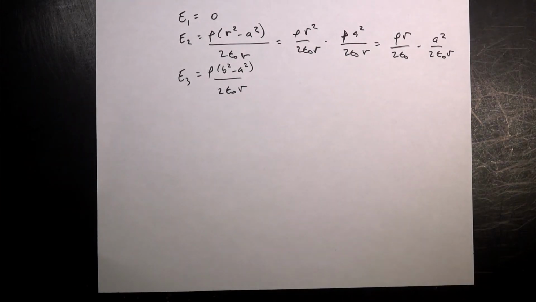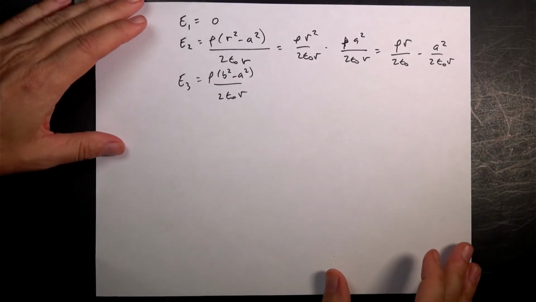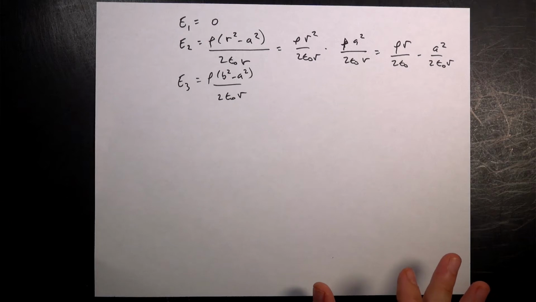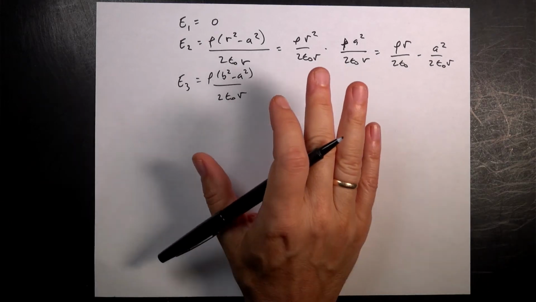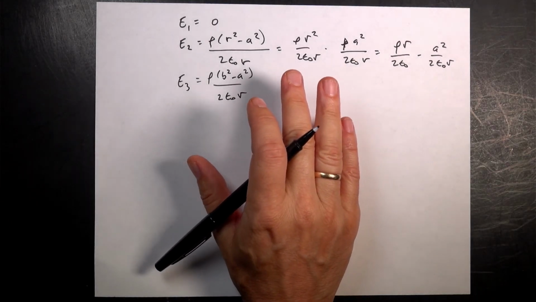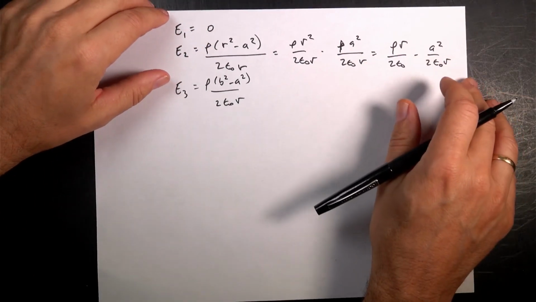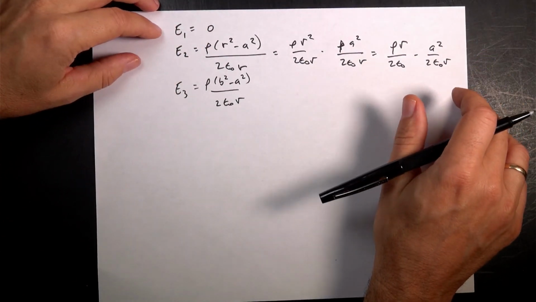So that in and of itself is a challenging problem, to find the magnitude of the electric field in those 3 different regions. And again, if you wanted to write these as a vector, you have to multiply them all by r hat to give them vector qualities.